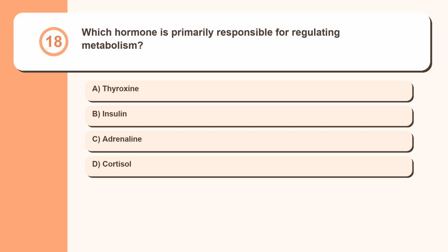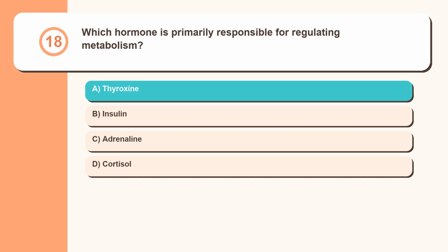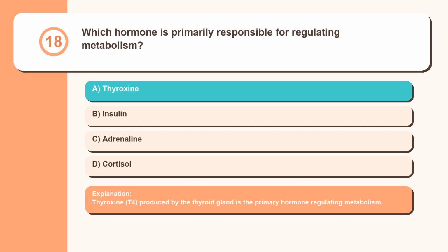Question 18. Which hormone is primarily responsible for regulating metabolism? Thyroxine, insulin, adrenaline, cortisol. Thyroxine, T4, produced by the thyroid gland is the primary hormone regulating metabolism.